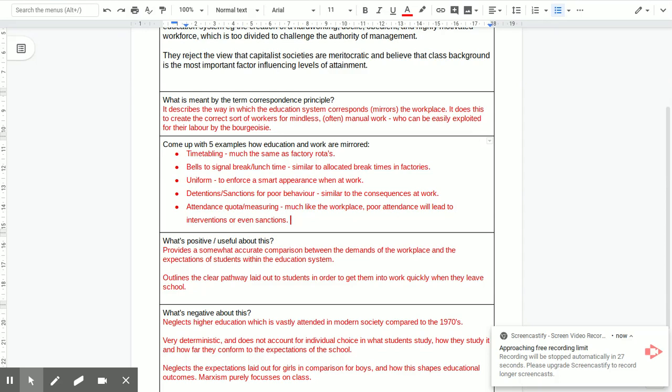And as always, and you can see in the bottom right-hand corner, I'm coming up to my limit, so I will evaluate this theory in a part two video.